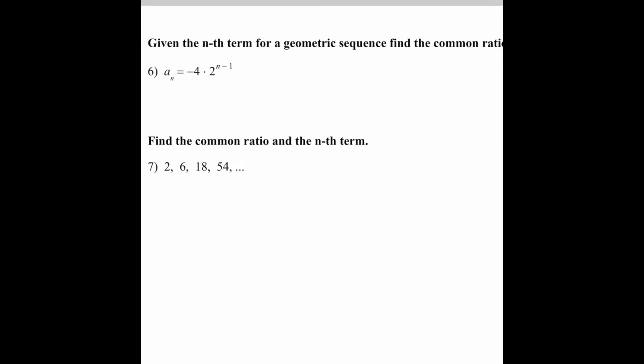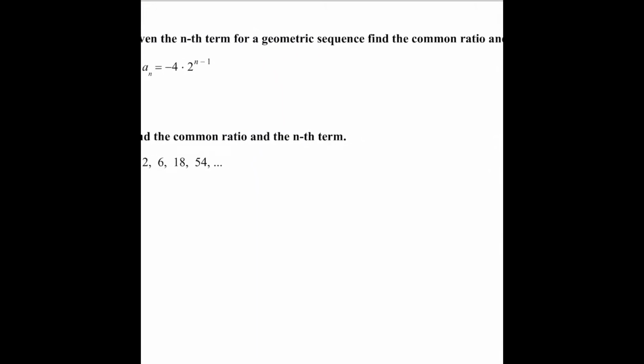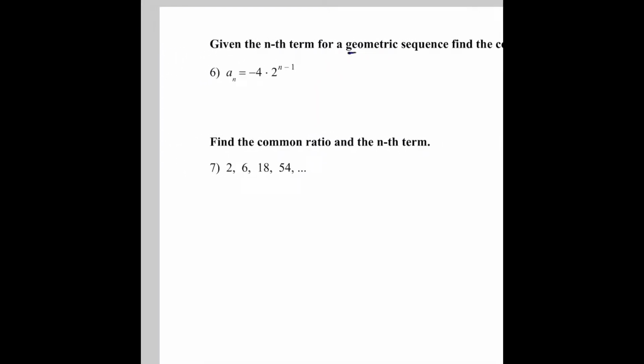Find the common ratio and the first 5 terms. Okay. Key here is that this is geometric. So if you remember what each piece of the geometric nth term formula means, this number is your first term, and this number here is your common ratio. So just by looking at the formula, we could say that r equals 2. That's your common ratio. And then your first term there would be -4.